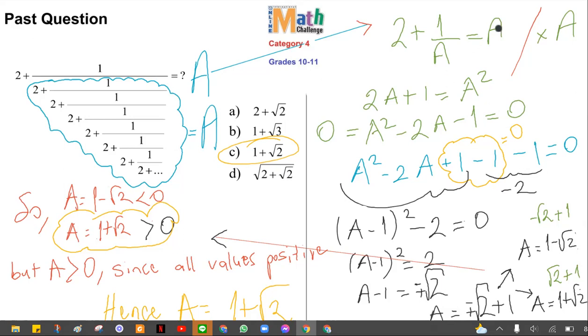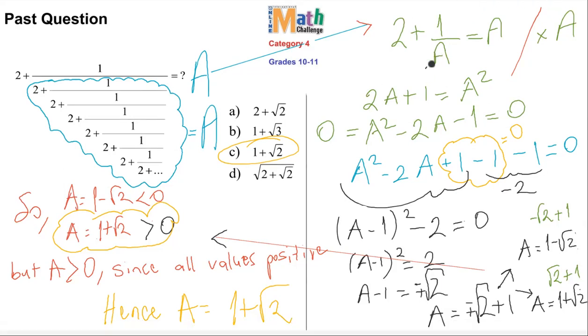After that, to cancel this fractional part, I multiply both sides by A. So A times 2 is 2A. When we multiply, the A cancels, just one left. A times A is A squared. Now I move these two to the other side. So A squared minus 2A minus 1 equals 0.